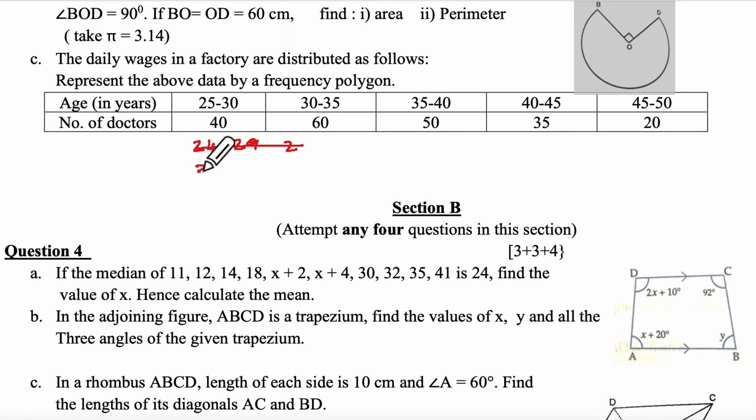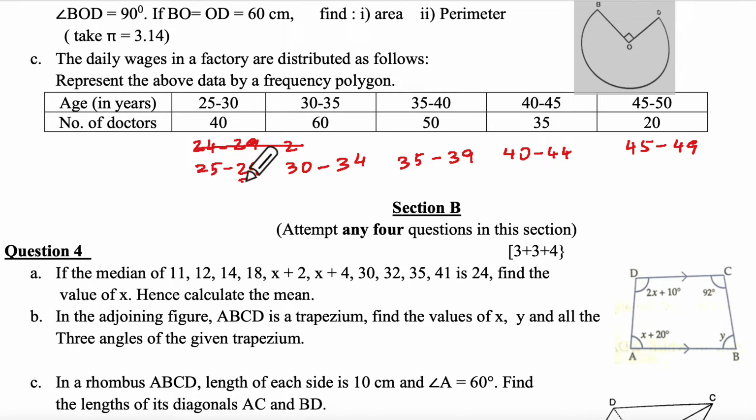They will give you 25 to 29, 30 to 34, then 35 to 39. Oh, not 39, sorry. Then 40 to 44. Understood what I'm doing? Yes, ma'am. Okay, and this will be 45 to 49.